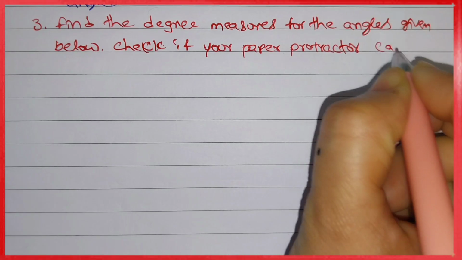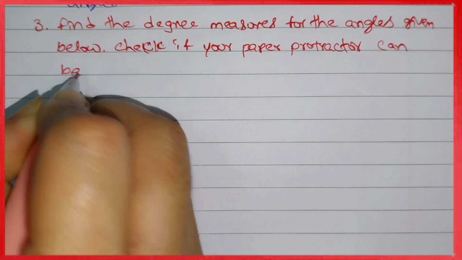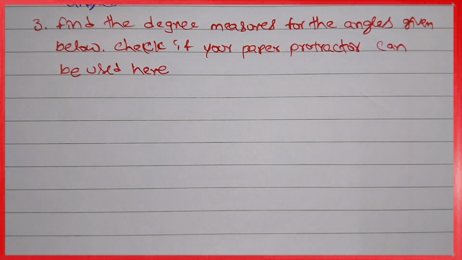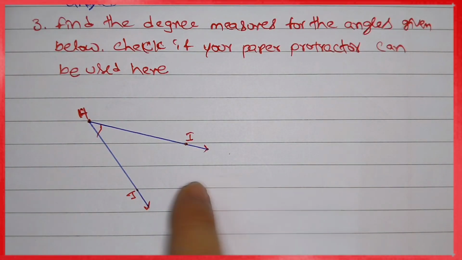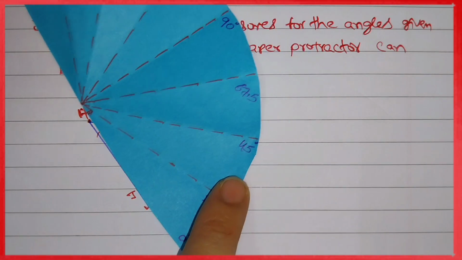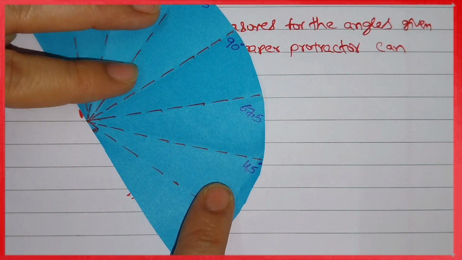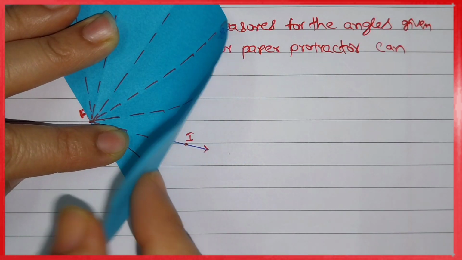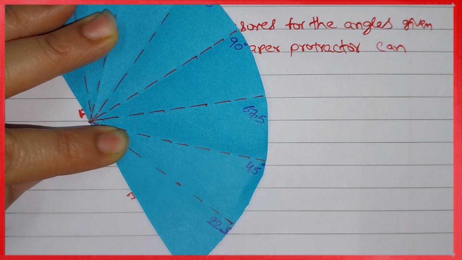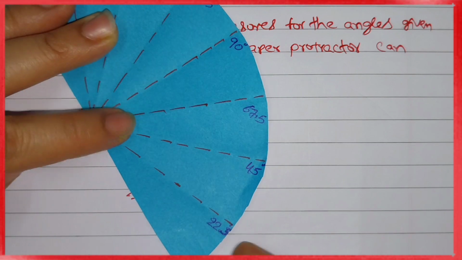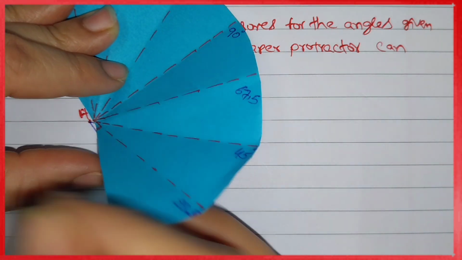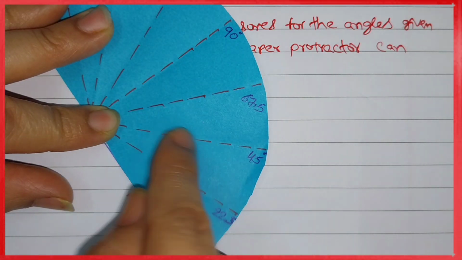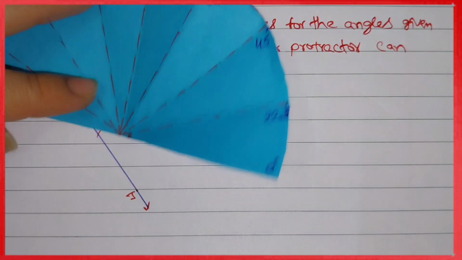Moving to the third question. The third question is: find the degree measures for the angles given below. Check if your paper protractor can be used here. So for this question we need a paper protractor. This is the center, and if I place it like this, extend the lines and then see if you can measure using the paper protractor like this. You place it with this center, this is the vertex, and then see where the angle is. I guess this angle is less than 45. We can't say the exact angle using a paper protractor.